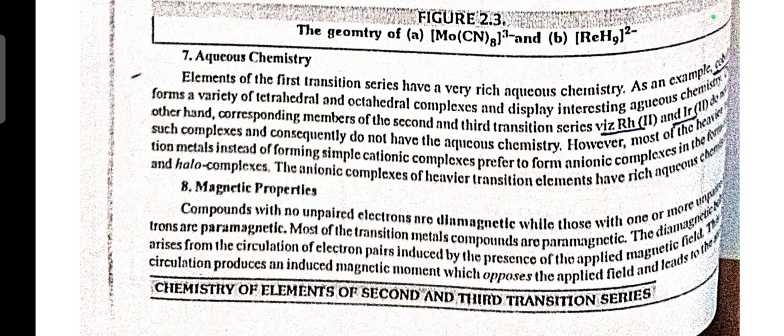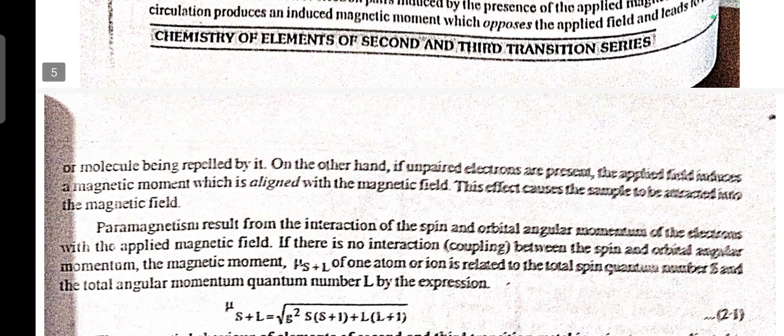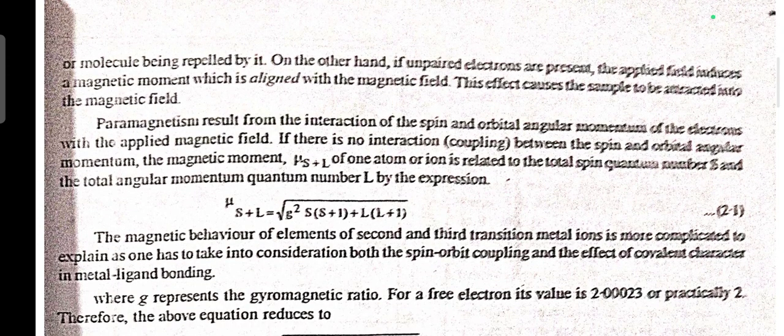Eighth is magnetic properties. Compounds with no unpaired electrons are diamagnetic, while those with one or more unpaired electrons are paramagnetic. Most of the transition metal compounds are paramagnetic. Diamagnetism arises from the circulation of electrons induced by the presence of an applied magnetic field. The circulation produces an induced magnetic moment which opposes the applied field and leads to the molecule being repelled by it.